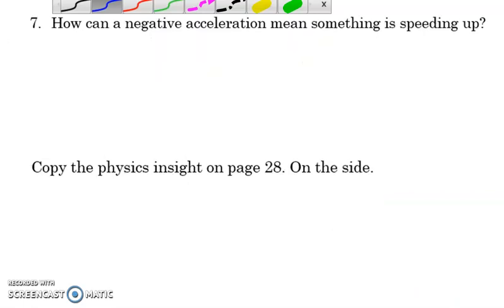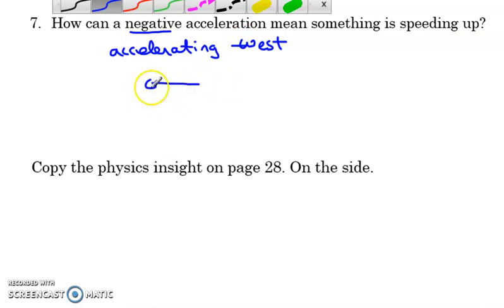Okay, how can a negative acceleration mean something is speeding up? One of the things to remember, negative acceleration is really talking about direction, right? So let's say this is accelerating west. Would be an example here, because if something is traveling to the west and speeding up in the west direction, we may give it an acceleration of, let's say, -1 meter per second squared. The negative just indicating west.